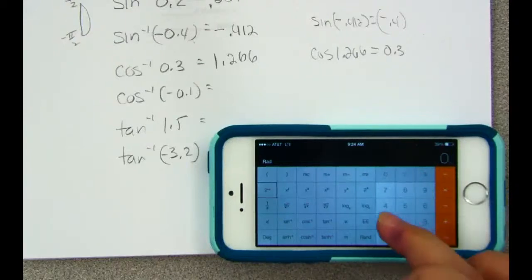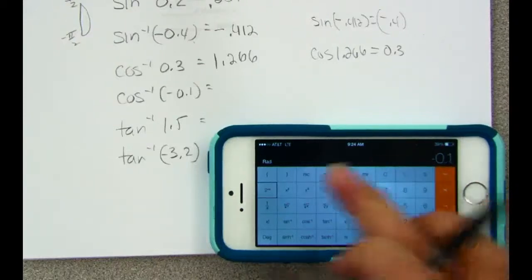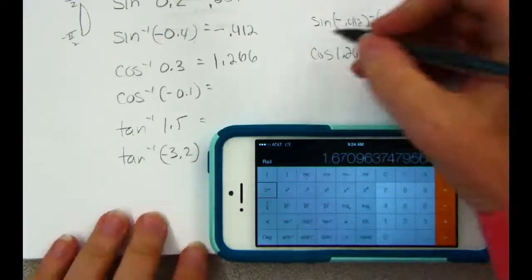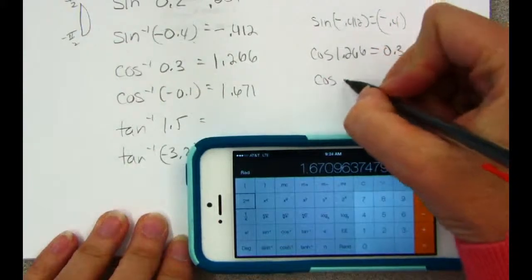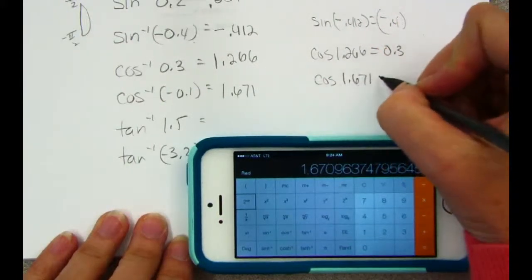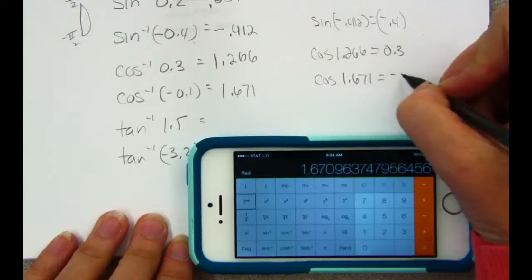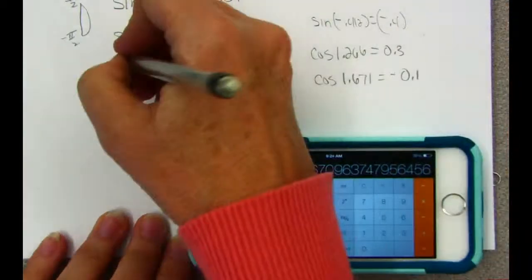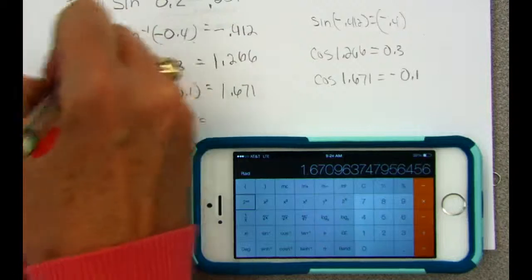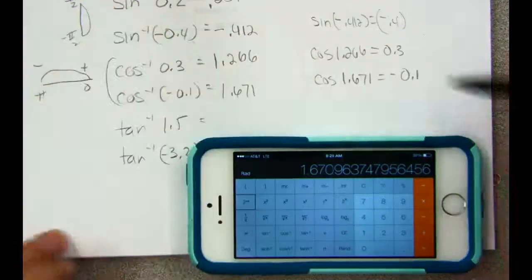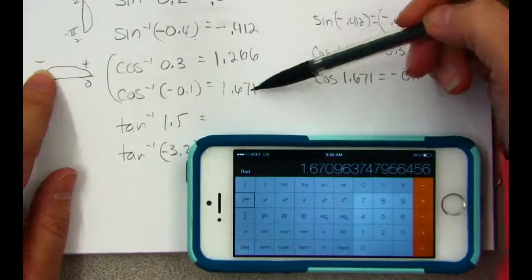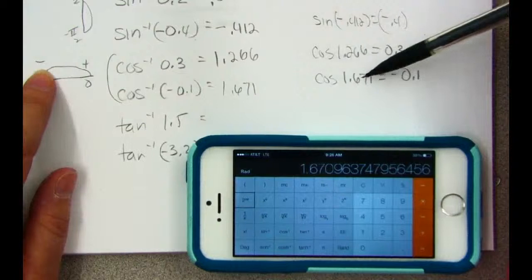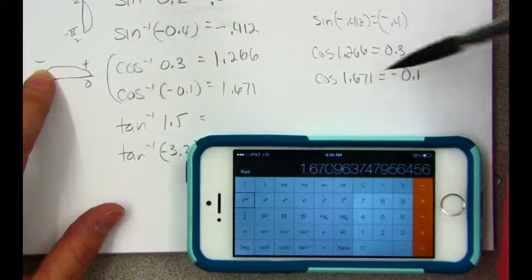Now 0.1, make it negative. Okay, I did. And take the inverse cosine, and that is 1.671. I rounded it to 3 places. In other words, that means cosine of 1.671 equals negative 0.1. Now wait a minute, I'm in cosine. Cosine looks like this. This is the positive, this is the negative. So this one here, my answer was negative, which means this answer better be in quadrant 2. It is in quadrant 2. That's a quadrant 2 angle. That's past 1.57. That's past pi over 2. So that does make logical sense.